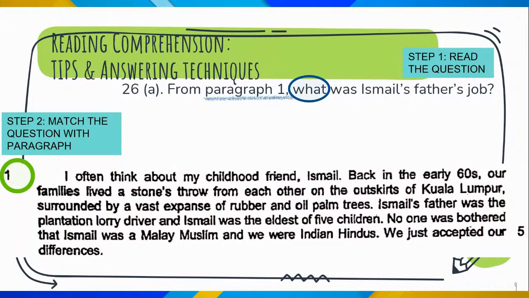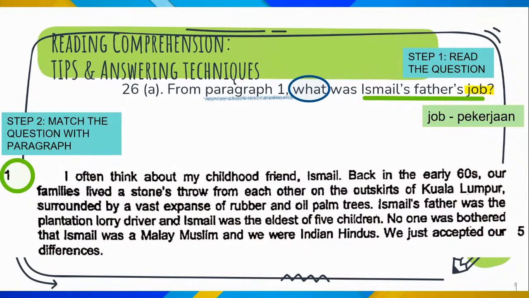After that, you look at the WH question that is being asked there, which is what. What here means apakah. And then the keyword here is job. I'm sure most of you know what a job is. Job is pekerjaan. In this case, they are looking for not Ismail's job, but Ismail's father's job. So the question is asking you, from paragraph 1, apakah pekerjaan ayah Ismail?